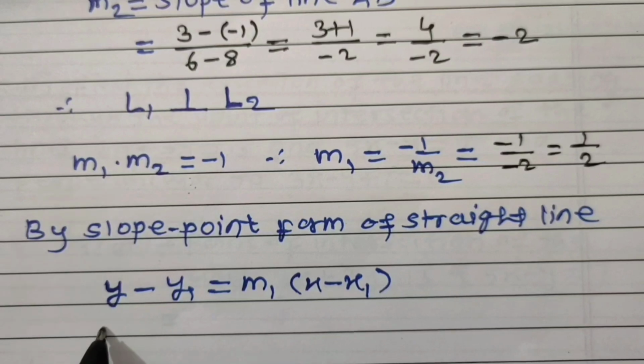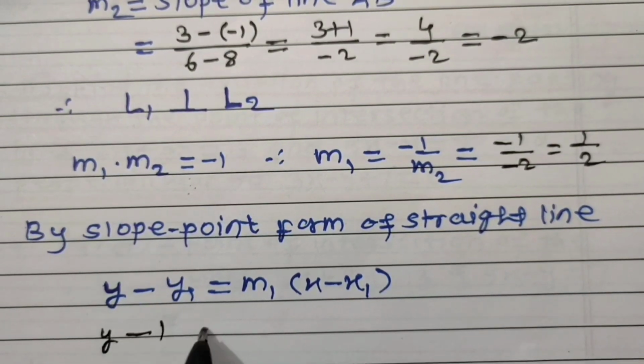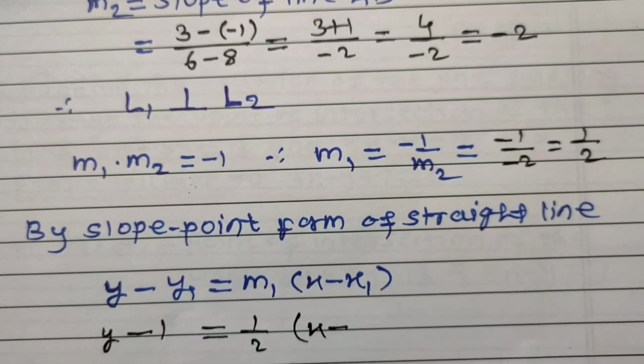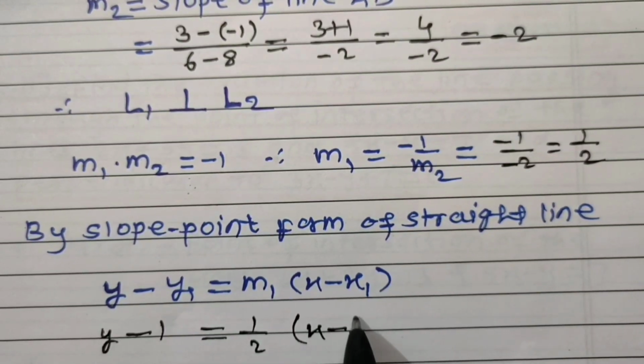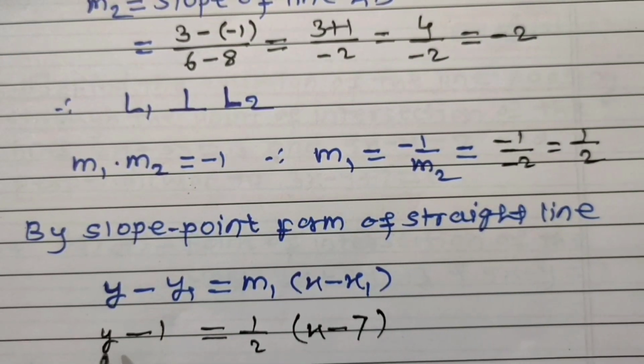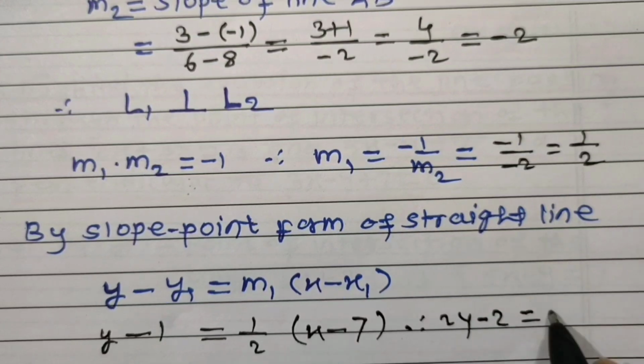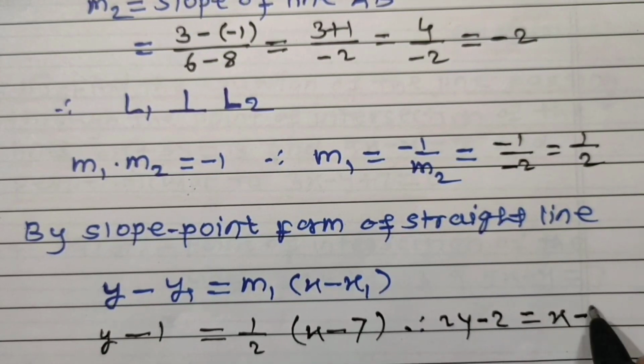So, y minus y1, that is 1, is equal to m1, which is half, into x minus x1. x1 is 7. Simplify this, taking cross multiplication, 2 into y is equal to 2y, minus 1 into 2, minus 2. This is equal to 1 into x, 1 into minus 7, minus 7.